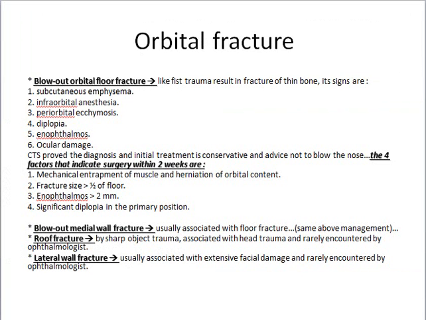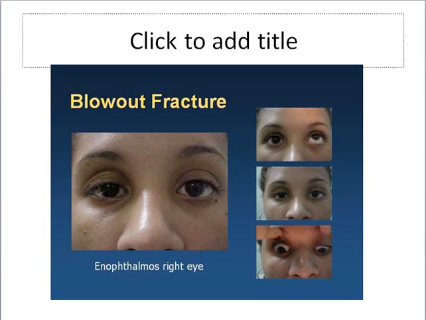Blowout medial wall fracture is usually associated with the floor fracture, so the management is the same as above. Roof fracture is usually caused by sharp object trauma and associated with head trauma, so it is rarely encountered by the ophthalmologist, usually managed by the neurosurgeon. Lateral wall fracture is usually associated with extensive facial damage and is also rarely encountered by the ophthalmologist. This picture shows right eye enophthalmos due to the blowout fracture, which may require surgery within 2 weeks.